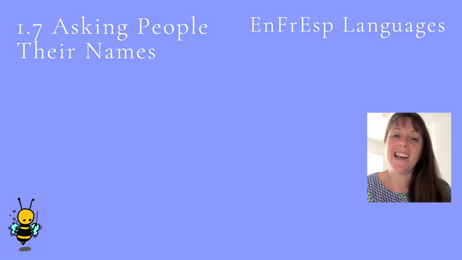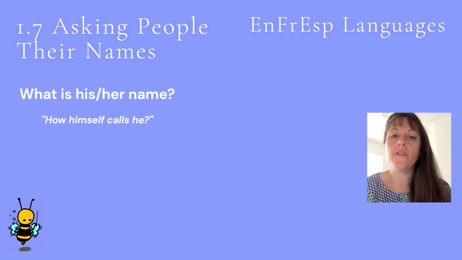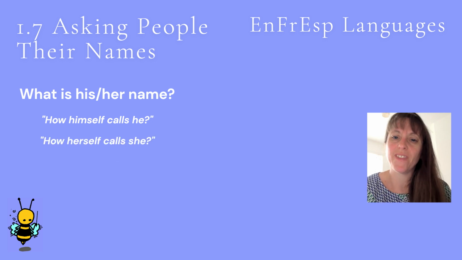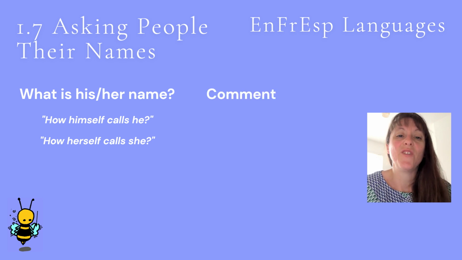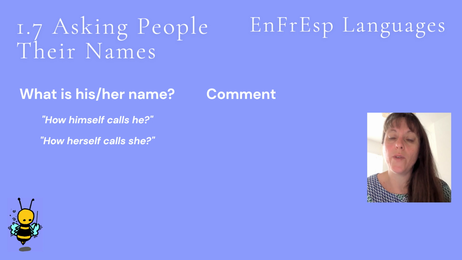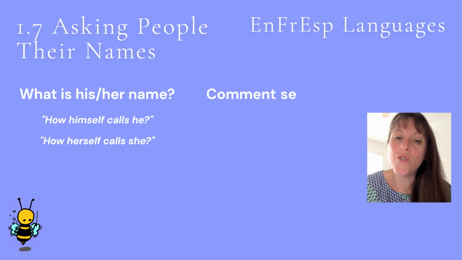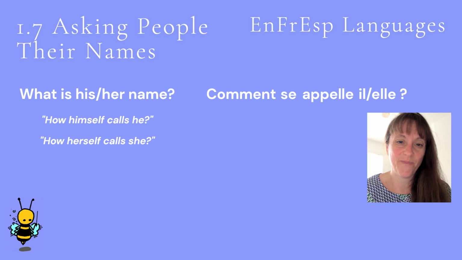We'll now look at how to ask what is his or her name. The literal translation of this phrase is "how himself calls he," or "how herself calls she." So we translate how, which is comment. Translate himself or herself, which is se. We then translate call, so we find the root word and we conjugate with he or she to make appel. And we then translate he or she, which will be il or elle.